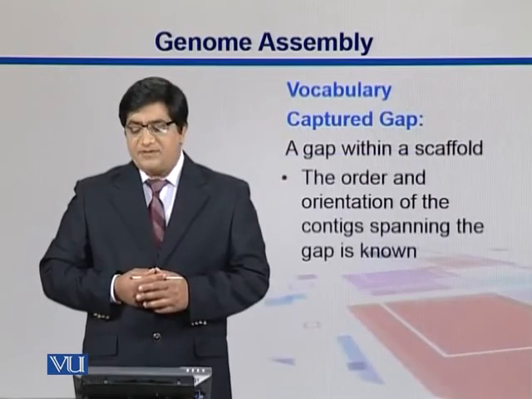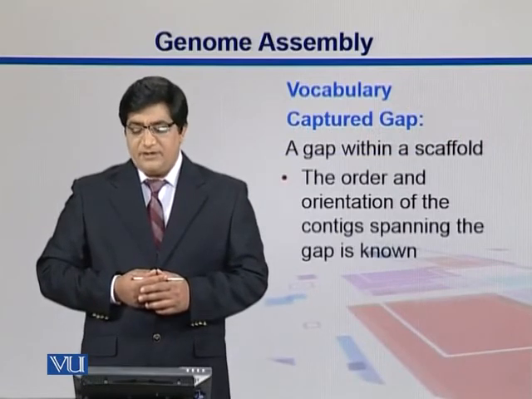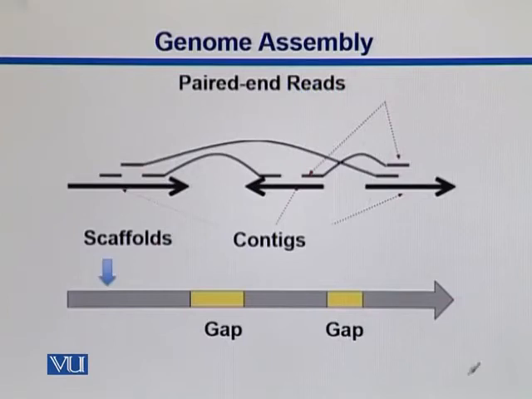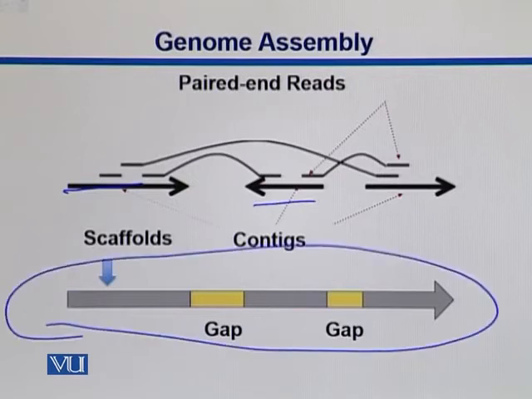A captured gap is a gap within a scaffold. The order and orientation of the contigs is known. Here we see it again. We have those contigs up there, and contigs are put together into this whole thing, which is a scaffold. Between those contigs we have those gaps, as we have seen, a large number of Ns in between. So these are the captured gaps.